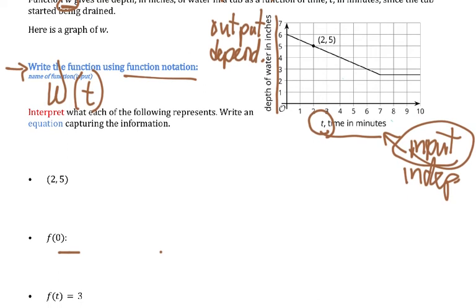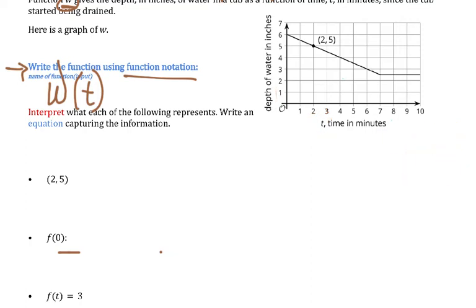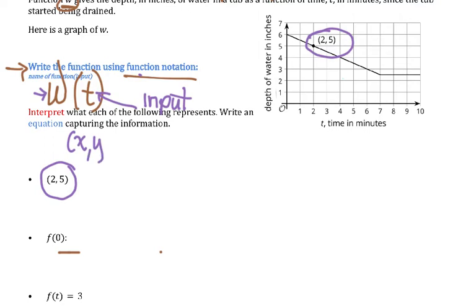Okay, now, let's interpret. I'm going to erase this just to make it a little bit easier. Okay, let's interpret. Remember, T is the input. W is the name of the function. Uh-oh. I've got an ordered pair there. Take a look. Ordered pair right there. Remember, an ordered pair is X comma Y. And all I'm going to do is read the X first. What's the X? The X is 2. Right there. 2 what? Time in minutes.